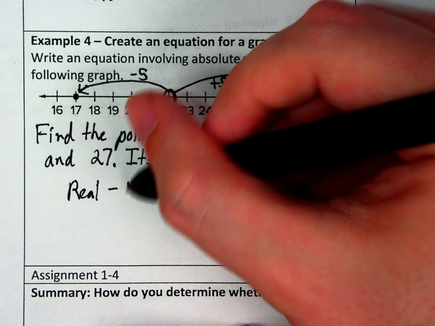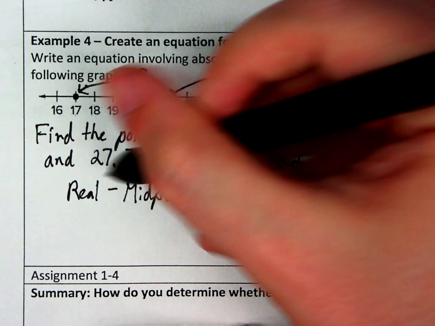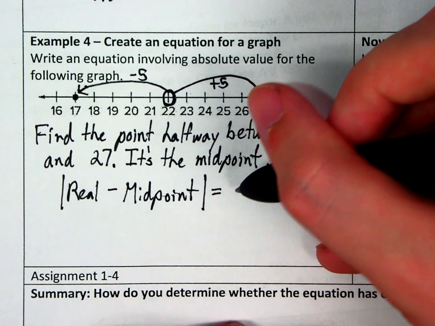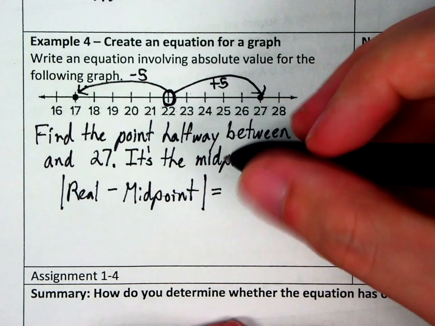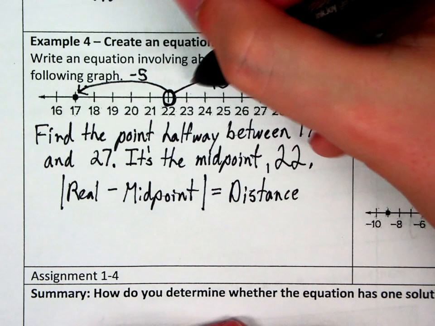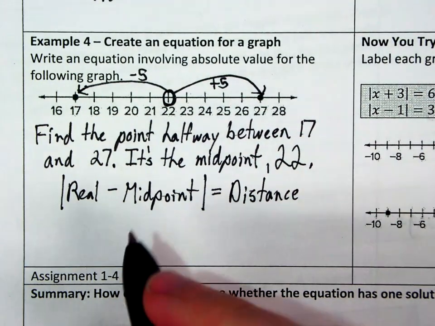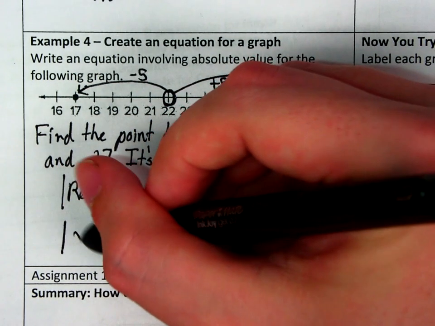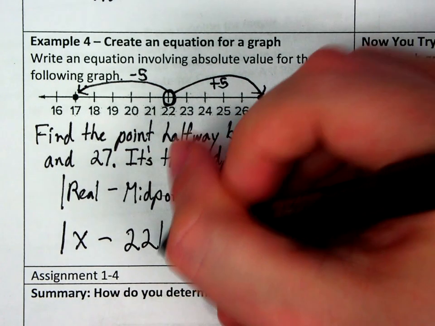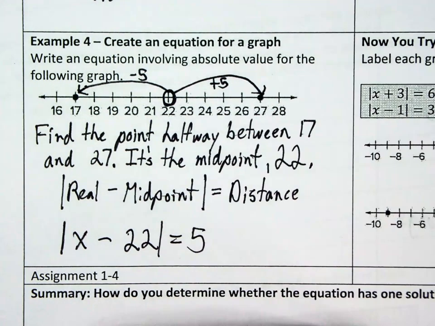minus we might call it the midpoint, inside of absolute values equals our distance. I'm going to call that the distance. We could be 5 away, either in the positive direction or in the negative direction. Our equation here is going to look like x minus 22 inside of absolute value signs equals 5.